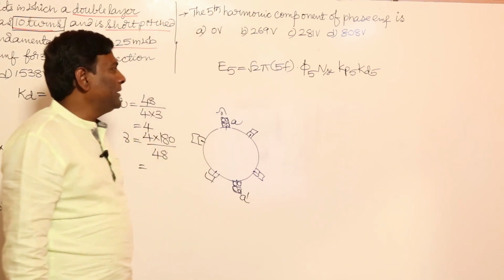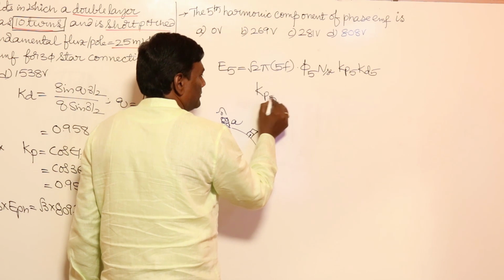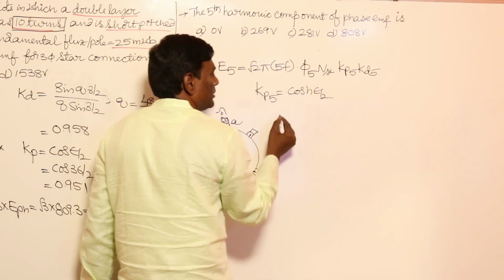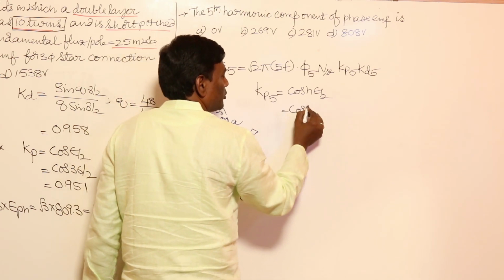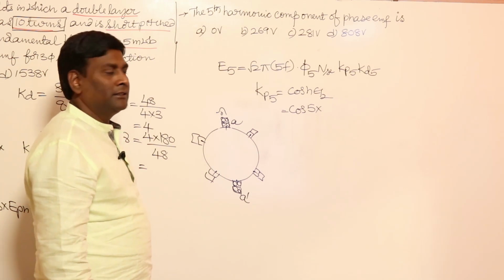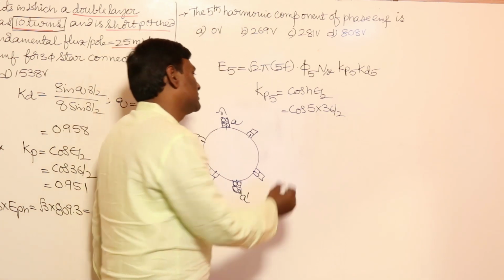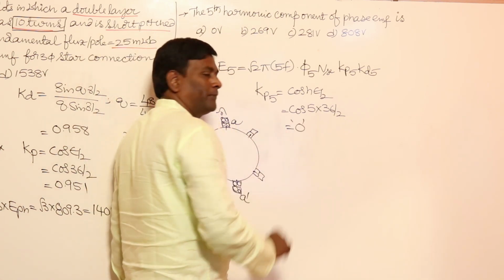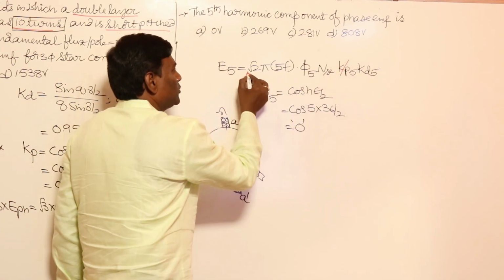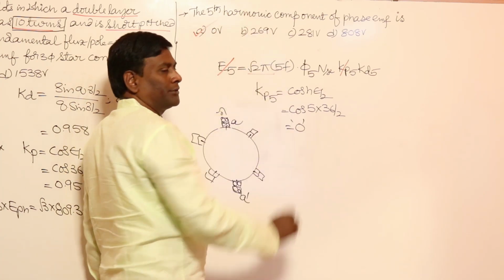Let me calculate Kp for fifth harmonic. Kp for fifth harmonic equals cos h epsilon by 2. Here h, the harmonic, is 5, and how much is epsilon? 36 degrees. So 36 by 2 is going to be how much? Cos 90 is going to be 0. So the moment the pitch factor is 0, the net induced voltage of the fifth harmonic will be 0, so the answer will be this.